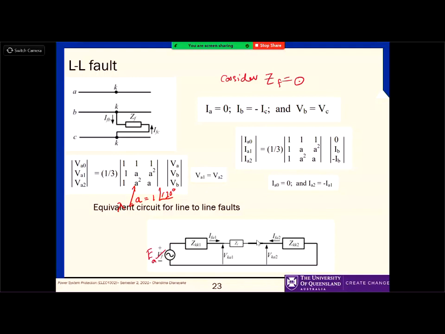So in the fault calculations, the tricky part is finding these corresponding impedances, not looking at the circuit, which we know now, right? If it is line to ground, you can put everything in series. Line to line, you put everything in parallel. If there is an impedance between them, then you put it in between the two parallel circuits, right?